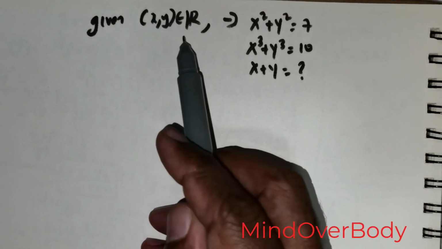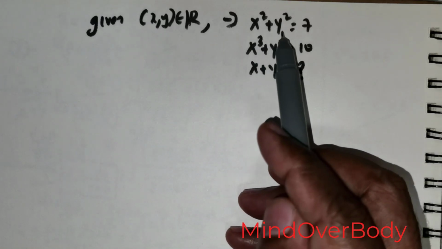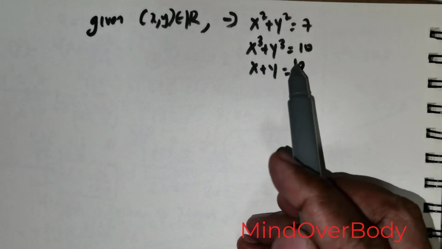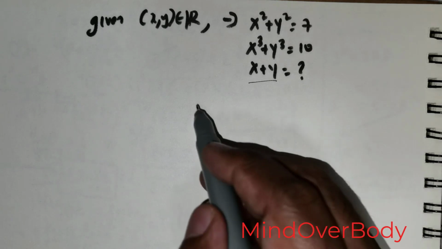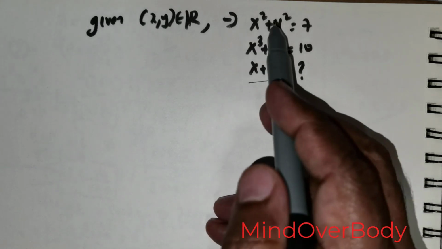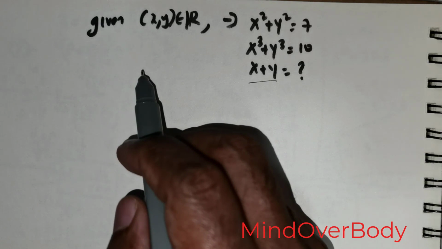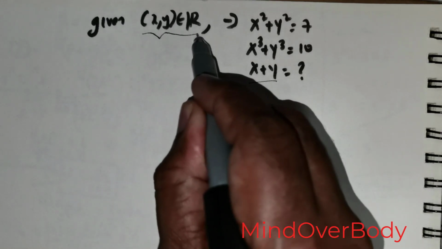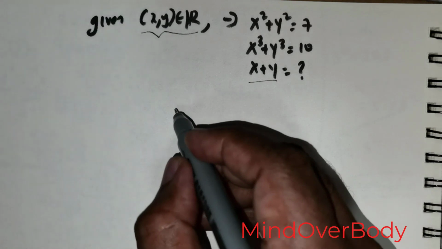Given that x, y are elements of the real numbers and that x squared plus y squared is equal to 7 and x cubed plus y cubed is equal to 10, we are expected to find the value of x plus y. Now there are many ways to arrive at the solution of this question, but in whichever way that we proceed, it is imperative that we take note of this particular requirement for this question, that is x and y should be elements of the real numbers.